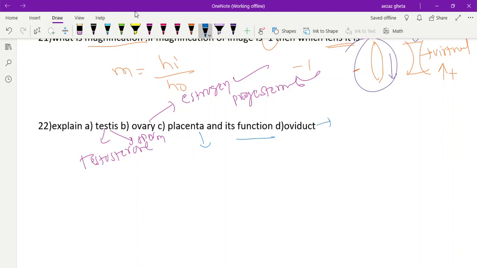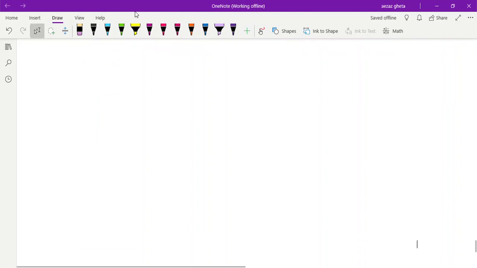The oviduct is a tube-like structure where fertilization takes place. What takes place, sir? Fertilization takes place in the oviduct. The oviduct is also called the Fallopian tube. Fertilization takes place there only. Got it? Understood? Everybody understood?